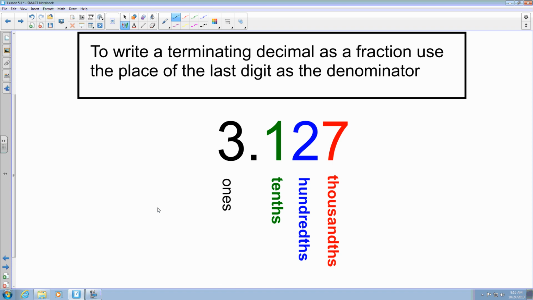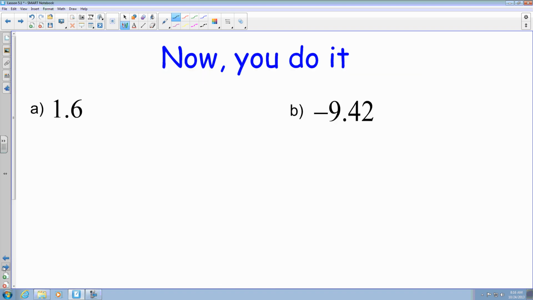Okay? So if I look at 1.6, I'm going to say 1, and then I have a 6 here, and it is to the tenths, it's 6/10, so that means that I put a 10 in the denominator. So the only thing I have to do now is put 6/10 in lowest terms. So if you divide both the numerator and denominator by 2, it's going to be 1 3/5.